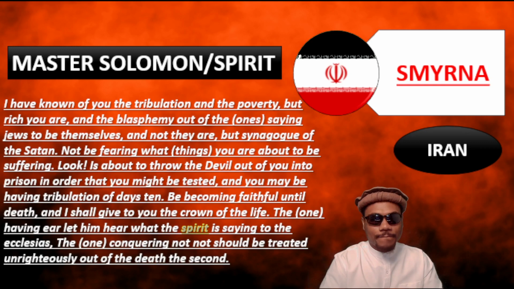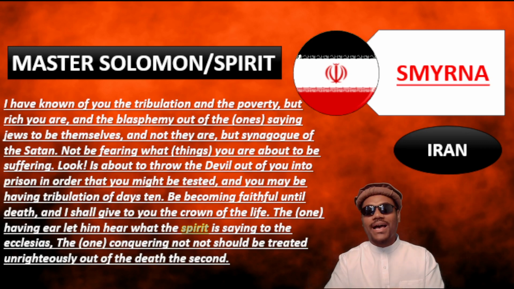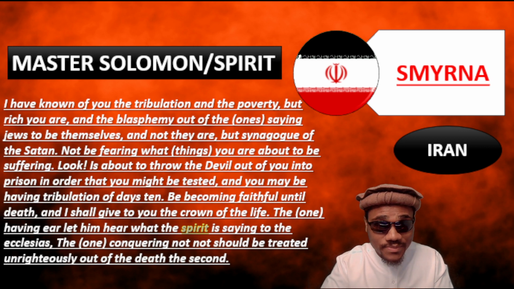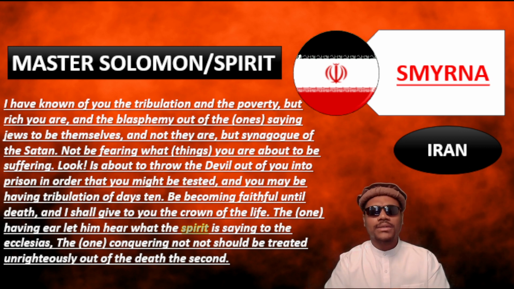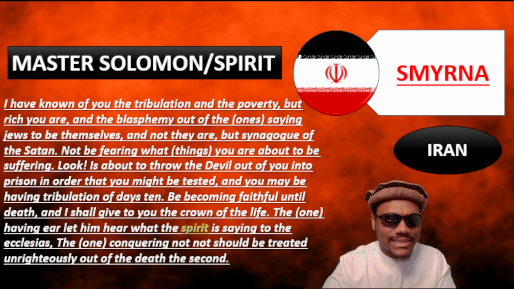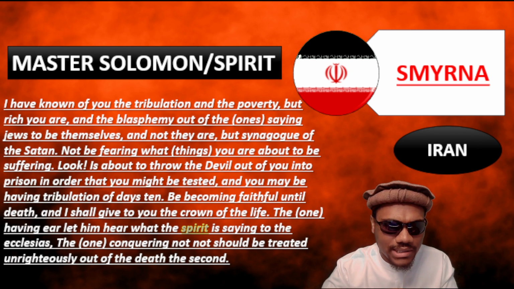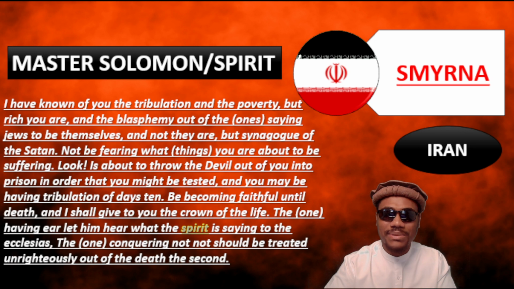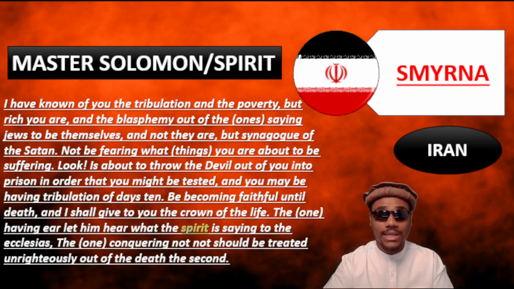All right. So that's what Suleiman had to say to them. And the way they're looking at it, it sounds like they would be going through tribulation and poverty. But that's not who they are. They're rich. That's what it says. You see? But the ones that say they blaspheme are the ones calling themselves Jews. So that means somebody's claiming to be something they're not. But they're actually Satan. That's what it says.